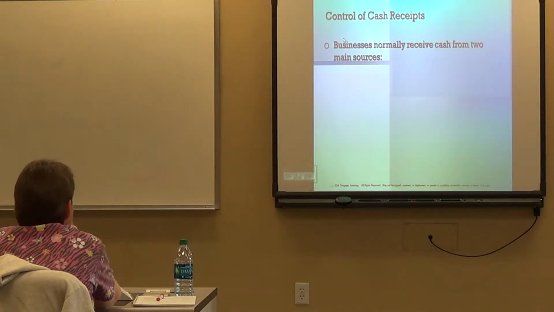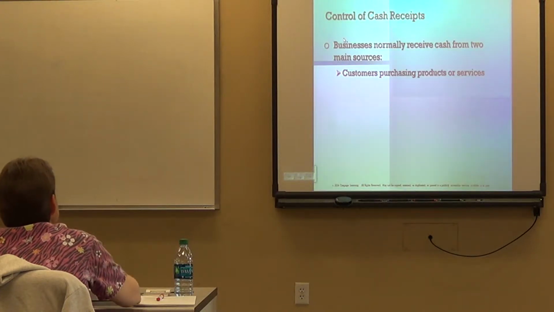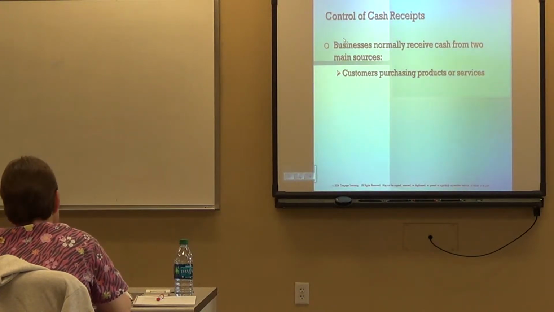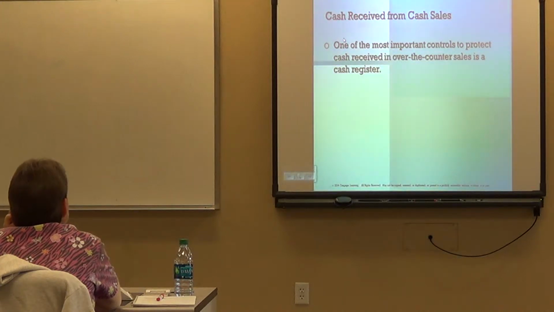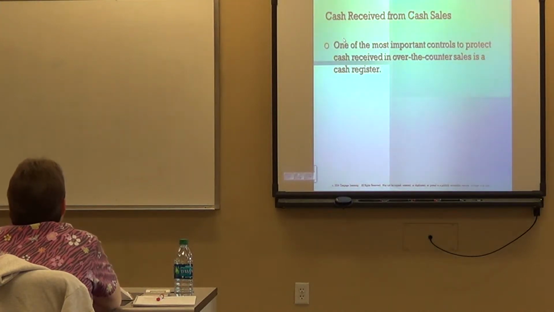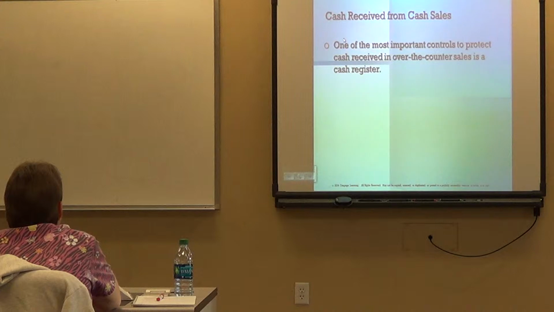Businesses normally receive cash from two main sources. The first is customers purchasing products or services, and the second is customers making payments on account. Those are your ways of receiving cash, so having controls over those is very, very important. For cash received from cash sales, you must protect the cash from over-the-counter sales in the cash register. That's very important, so make sure we do that.